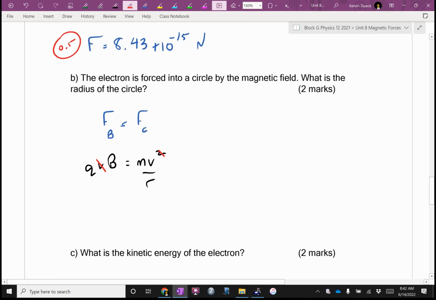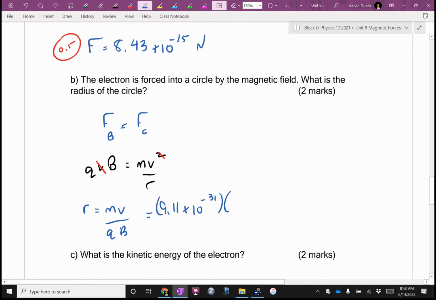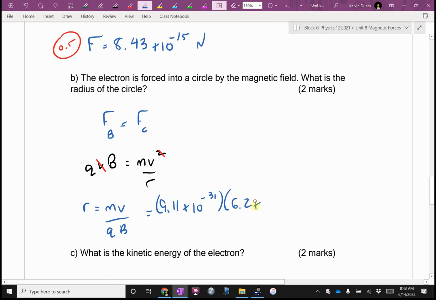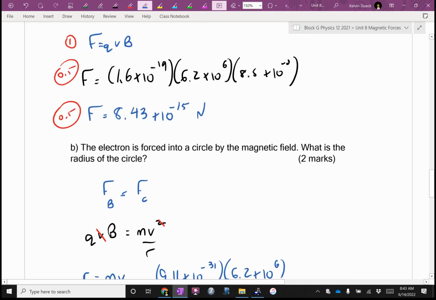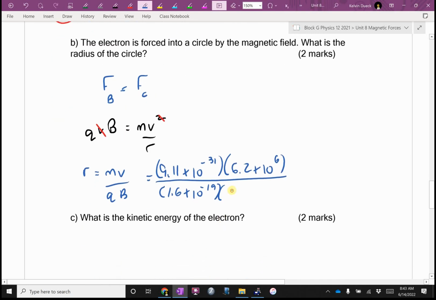They want the radius, so I guess R is going to be MV over QB. It's going to be M. It's an electron, 9.11 times 10 to the negative 31. V, what was it, 6.2 times 10 to the 6th. Q, it's an electron, 1.6 times 10 to the negative 19. B, 8.5 times 10 to the negative 3.